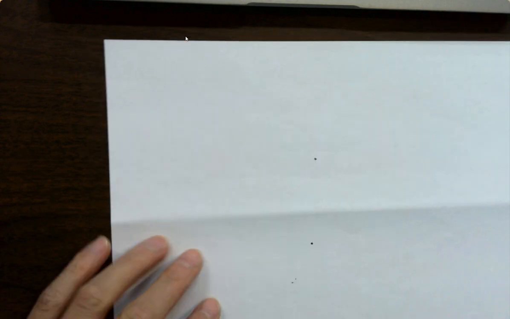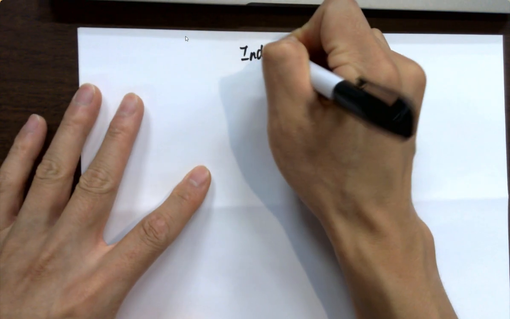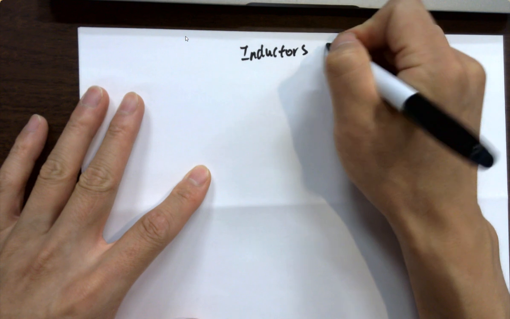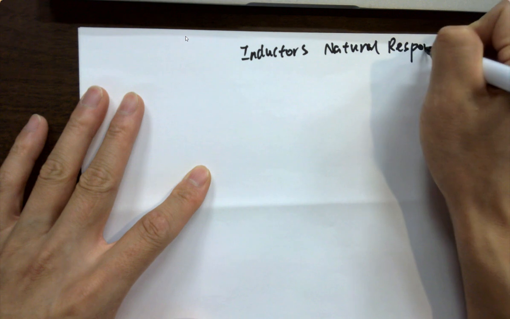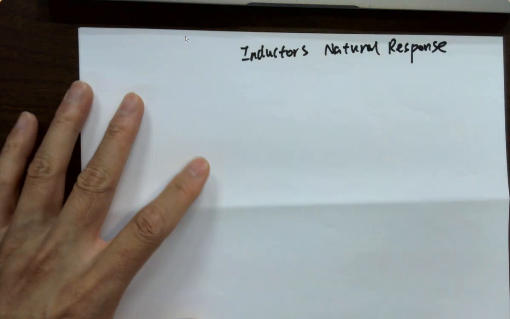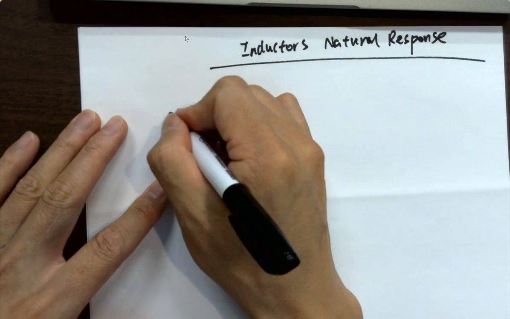Now let's move to inductors, and we'll run some examples in homework 8, so you will be fine for that over the weekends, right? So for inductors, let me start with the natural response. This is easy if you have learned that capacitor stuff. It's very similar. We got a voltage.